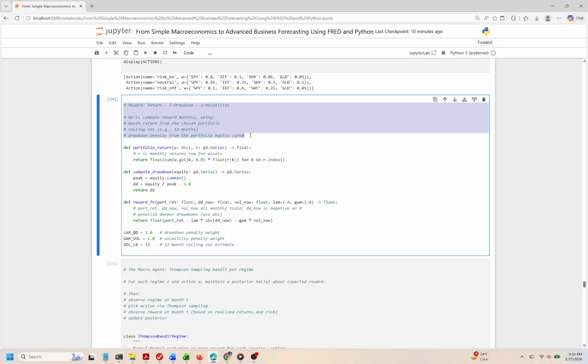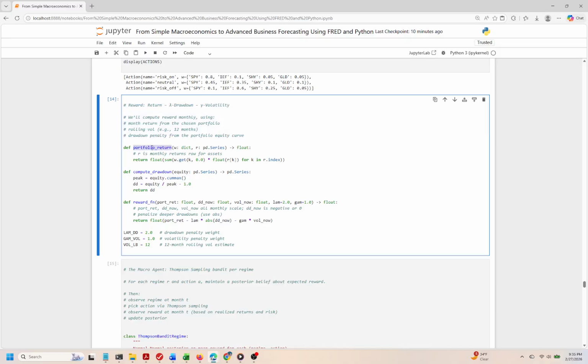We start with the function that calculates the total return for a portfolio based on a set of asset weights and their corresponding monthly returns. It takes in a dictionary of weights and a series of monthly returns, multiplying each asset's return by its weight to find the overall return. This step is essential, as it ensures that we accurately reflect how each asset contributes to the portfolio's performance.